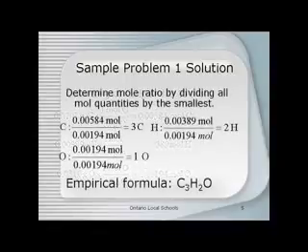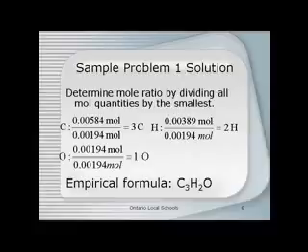Now that we have the number of moles of each, we can find the mole ratio by dividing all the mole quantities by the smallest. The smallest quantity is the 0.00194 moles of oxygen. So for carbon, we take 0.00584 moles divided by 0.00194 moles, and we get 3 moles of carbon. For hydrogen, we get 0.00389 moles of hydrogen divided by 0.00194 moles, which gives us 2 moles of hydrogen. And for oxygen, it's very nice here. We take 0.00194 moles divided by 0.00194 moles, so we get 1 mole of oxygen.